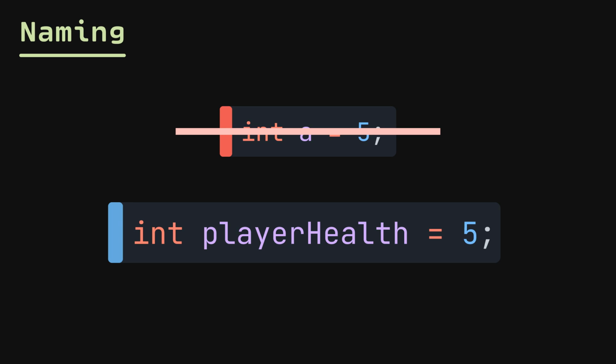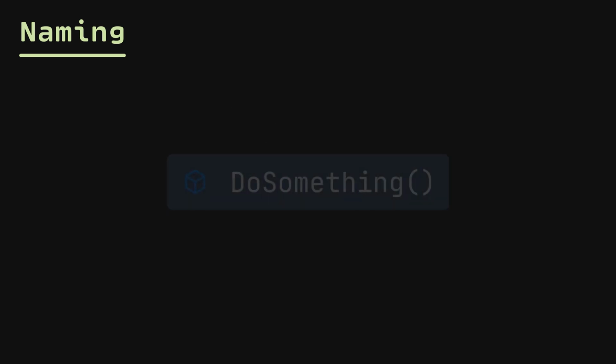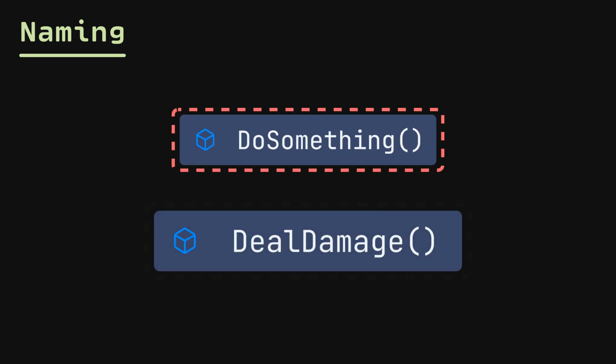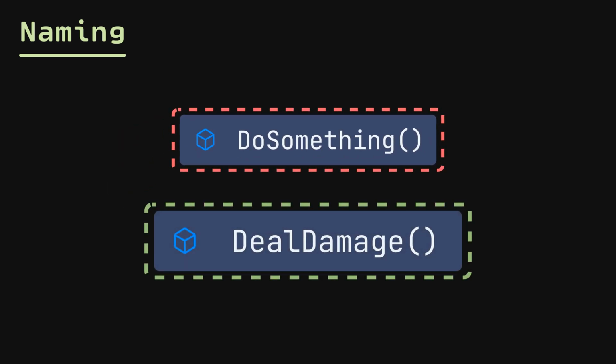But it's not just about variables. Meaningful naming extends to methods as well. We have a method named doSomething. It's vague and doesn't hint at its purpose. Instead, we can have a method named dealDamage. It's clear and tells us exactly what the method does.